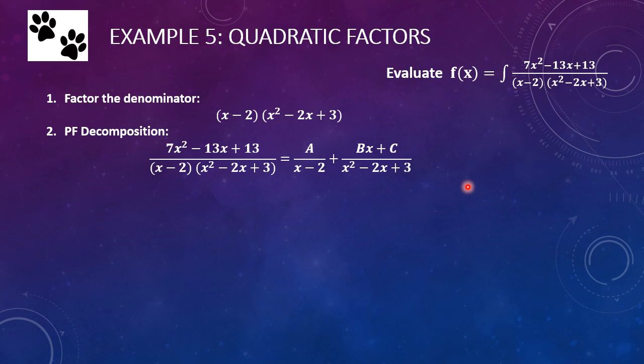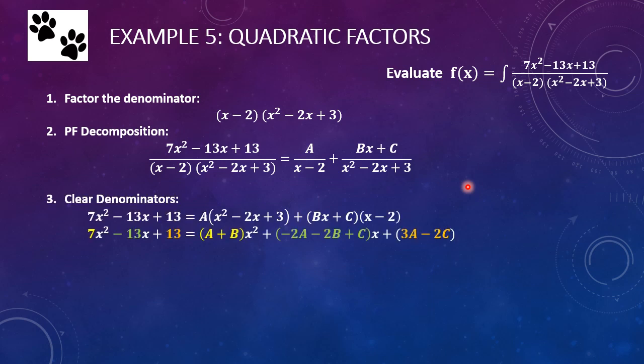The third step is to get rid of the denominators by multiplying both sides by the factored common denominator. So we get 7x squared minus 13x plus 13 equals a times x squared minus 2x plus 3. Since there are no powers here, it's a times the other denominator, and then it's bx plus c times its other denominator. These are quite easy to clear out.